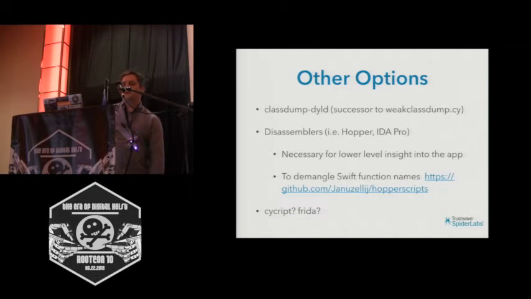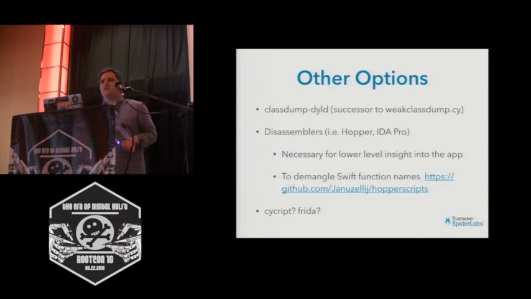So what are the other options? class-dump-dyld is the successor to class-dump-z, which is a script. I hate that name. It works in a similar way to class-dump-z, so you can import it into a script and get that information out. It produces an output that's very similar to the Swift branch of class-dump, so what I just showed you. Obviously, you can fire it up in a disassembler, Hopper, IDA Pro. I think Binary Ninja supports it at the moment, too. And if you want to get some lower level insight into the app and how it's functioning, that's what you need to do.